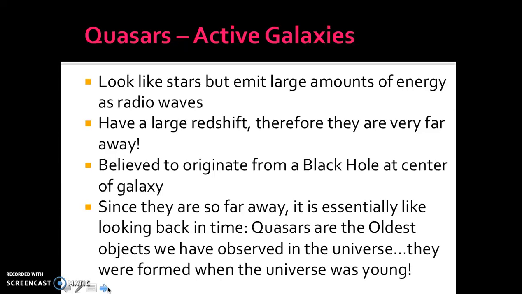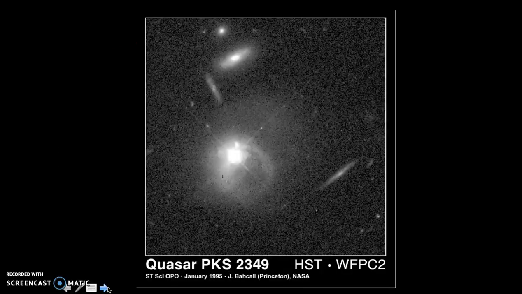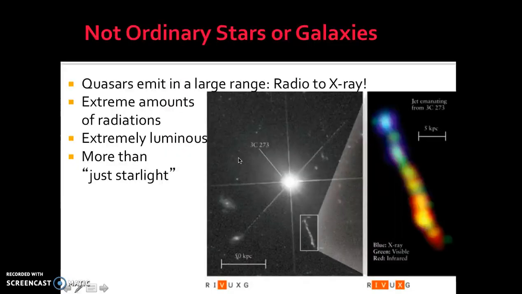So active galaxies are believed to originate from a black hole at the center of a galaxy. So this is an image of a quasar, okay, this galaxy with a very bright center to it, quasi-stellar object. They emit large ranges between the radio and the X-ray, so lots of energy coming out of these, okay, lots of radiation. But it's more than just starlight, okay, it's a galaxy with a black hole at the center.